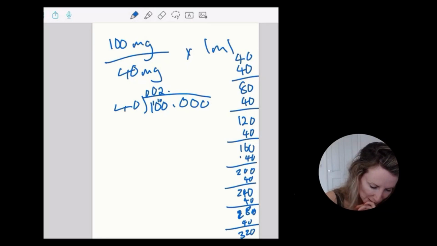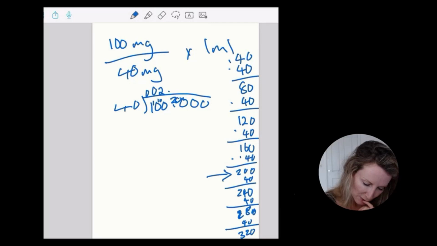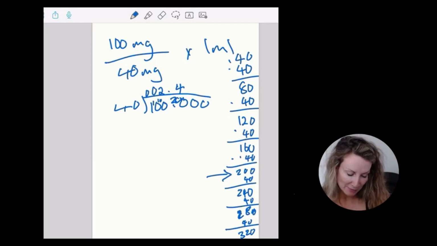20. Yeah. How many times does 40 go into 200? 1, 2, 3, 4. No, was that right? 1, 2, 3, 4. Yep, absolutely. Sorry. Yes. So, and do you have any remainder?